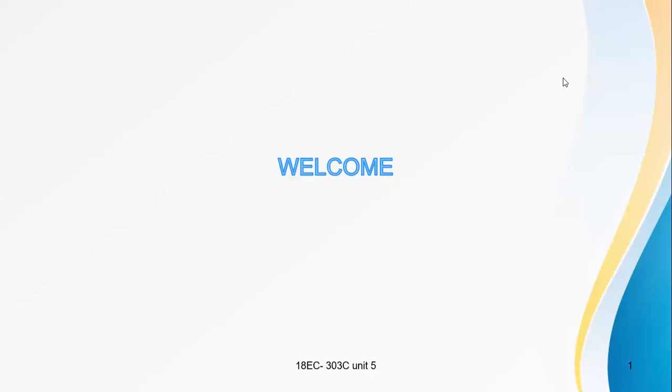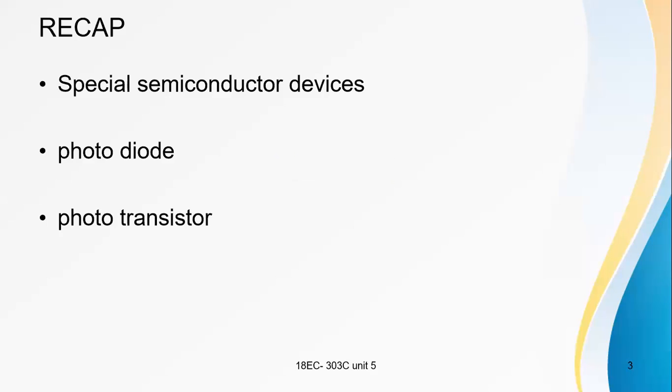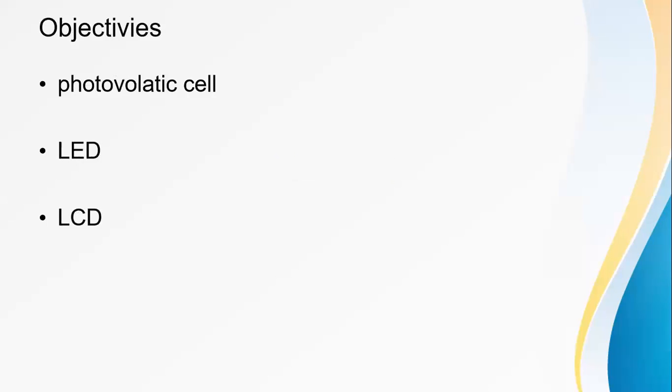The main objective of this session is, in this video, I'm going to explain about the photovoltaic cell. What is a photovoltaic cell and what is the principle of it, and LED, light emitting diode, construction and working principle of the LED, and a liquid crystal display. What is LCD, how it is constructed, and what is the working principle of LCD and its applications. All we will discuss in this session.